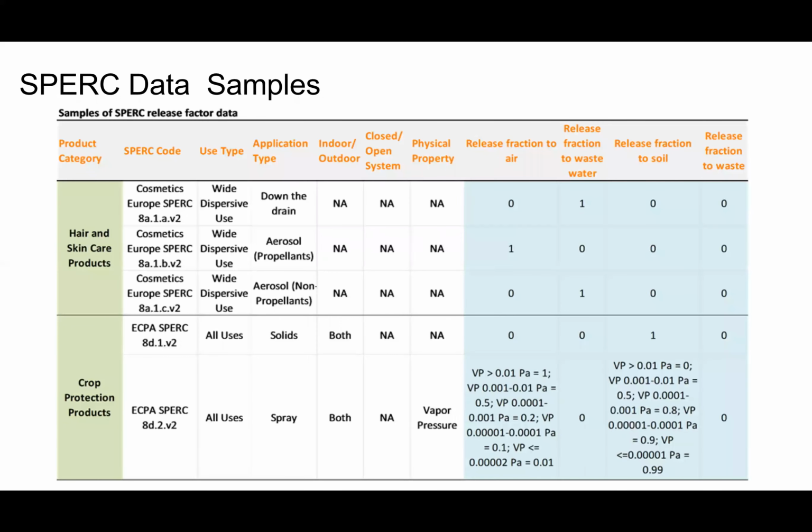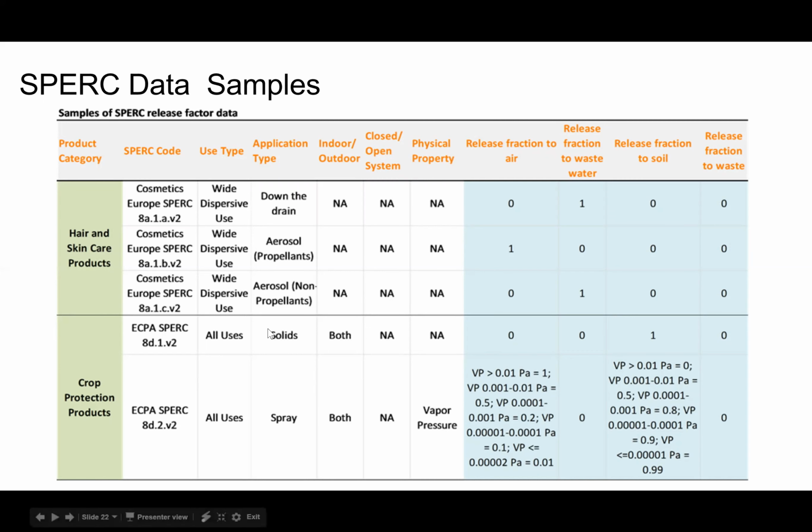And this is an example of the SPERC data. As you can see, for example, we have a hair and skincare product, and then it can differentiate into whether its application is down the drain, or used as an aerosol propellant, or an aerosol non-propellant. Based on these more detailed application types, we can know how much is going to the different environmental compartments. Also, the physical-chemical properties of the chemical itself, mainly vapor pressure and solubility, will also play a role.